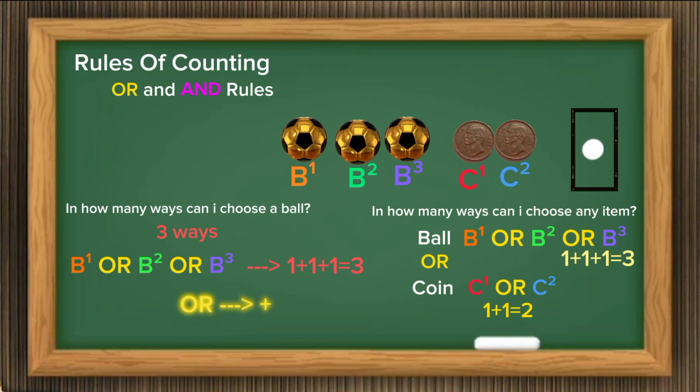Now, as I'm choosing a ball or a coin, with OR implying addition, I can choose any of the given items in 3 plus 2 ways, which is 5 ways. Now, let us put that OR rule aside.